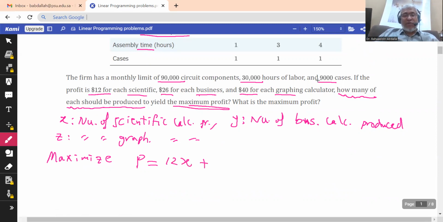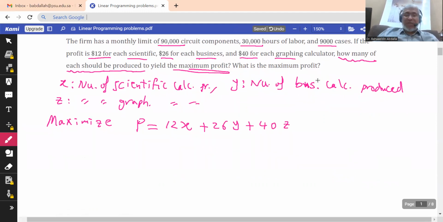And the profit for business calculators, 26 per each one. And the number we have Y. And for the graphing calculators, the profit for each one is 40. And the number of all graphing calculators is Z produced. So if I multiply 12 times X plus 26 times Y plus 40 times Z, I will get the profit, and I need to maximize this profit.